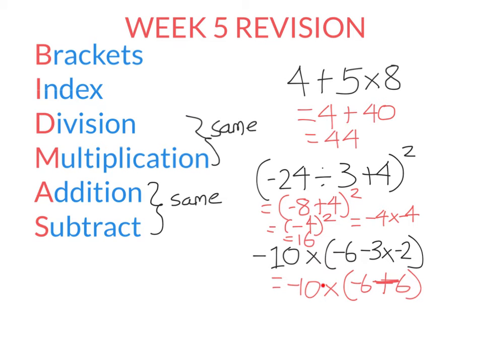So now I've got a times and a plus, but I'm going to do the plus first because it's in the brackets. Normally I do multiplication before addition, but because the plus is in the brackets, I'm going to do that first. Remember, the only point of brackets is sometimes we need to change the order of operations. So minus 10 I'll leave alone. Minus 6 plus 6 is 0. So I get minus 10 times 0, which is just 0, and then I'm done. So make sure you know the acronym of BIDMAS and how to apply it. Let's now look at rounding decimals.